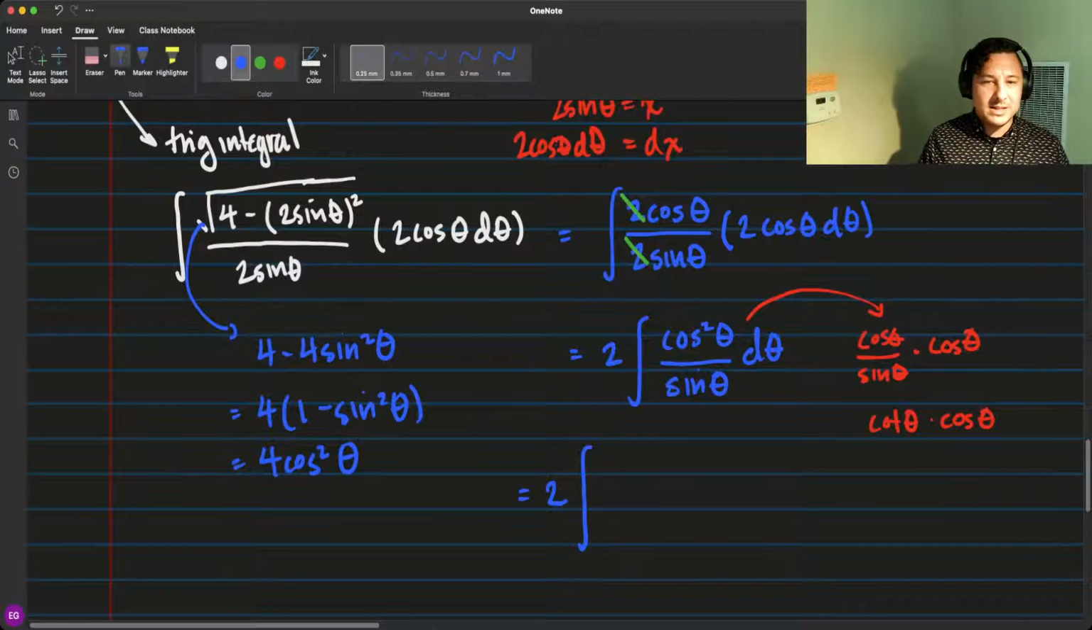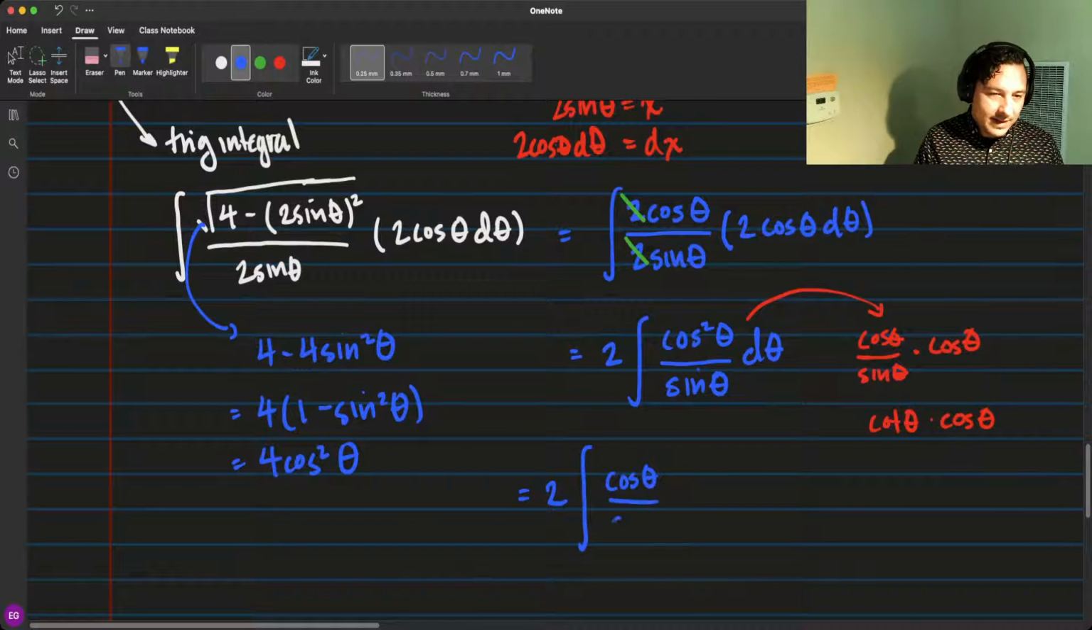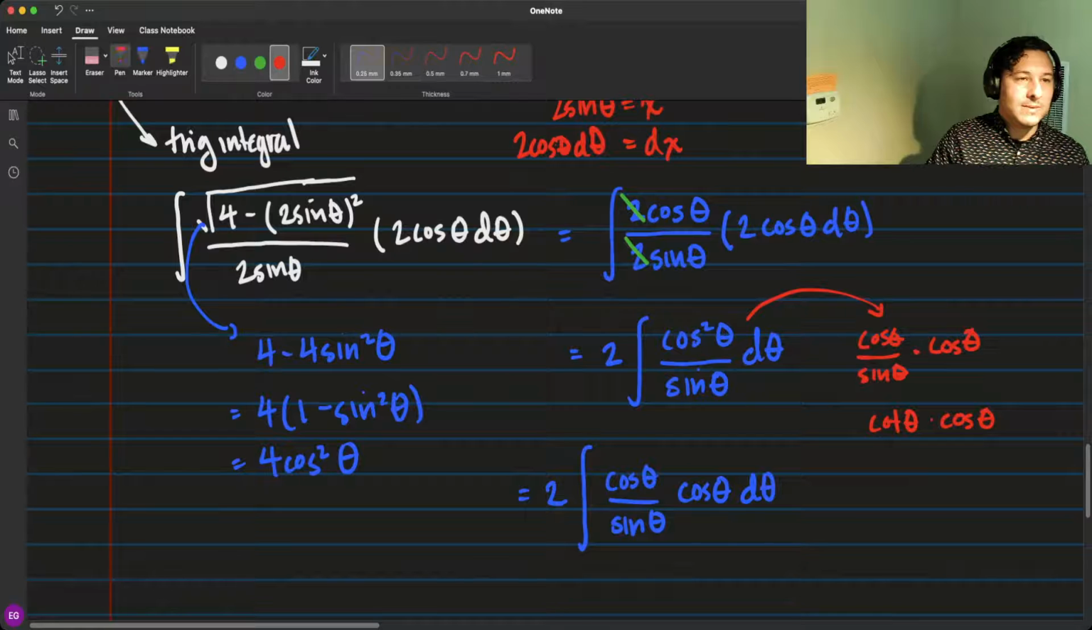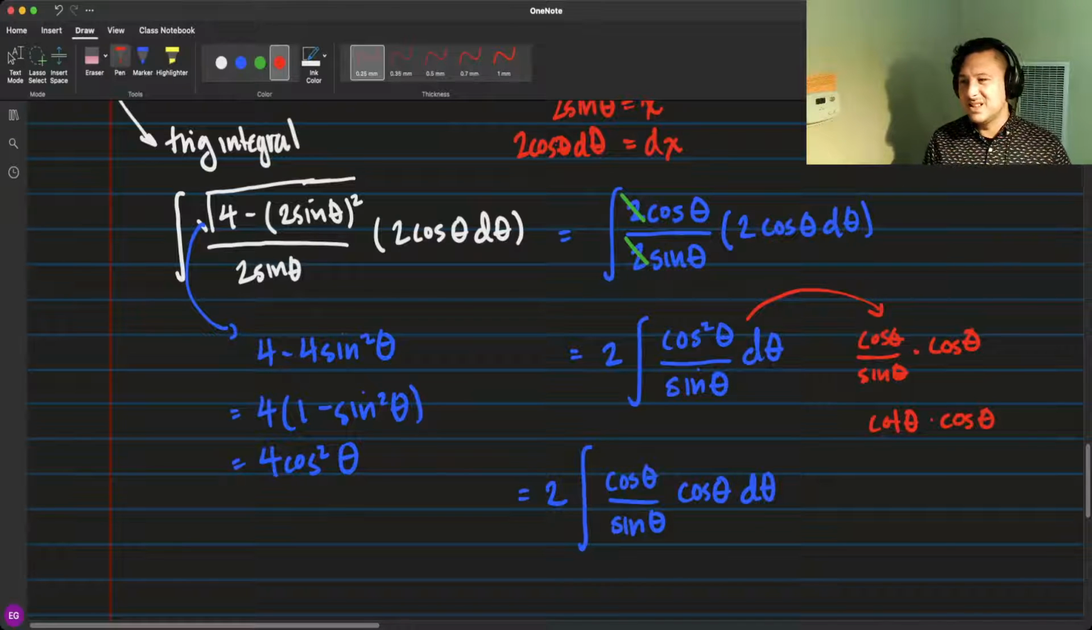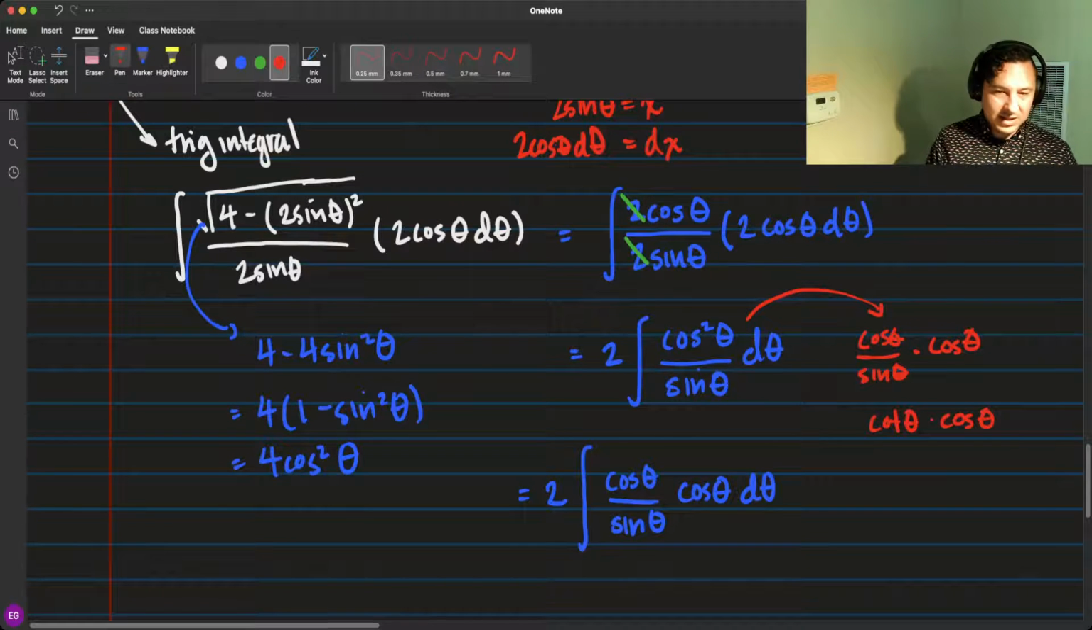So I'm going to rewrite this. I'm going to break it up into pieces. I've got my cosine theta. I've got my sine theta. It's multiplied by cosine theta d theta. Okay, and let's see if we can do some U substitution to make our lives a little easier. I think this will work. I'm going to set my U equal to sine.